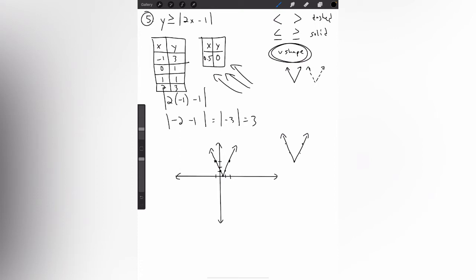And now that I'm here, I'm still not done because it asks me to graph all the values that are greater than or equal to. So I still have to shade in all these values up here, anything that's above this line. So that's what that would look like. And remember, those lines go on forever and ever, that's why they have arrows on the end of them. All right, so that would be number 5.